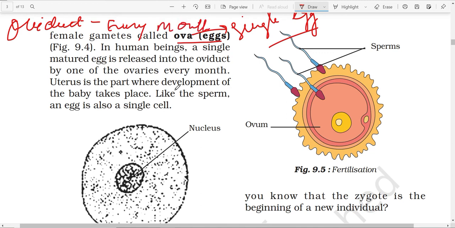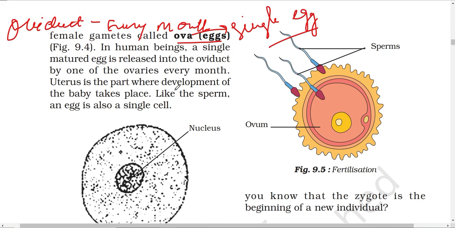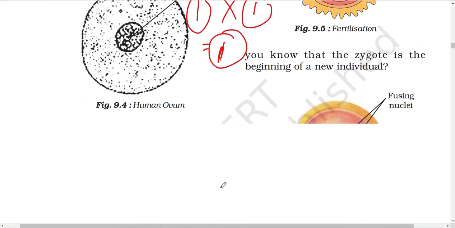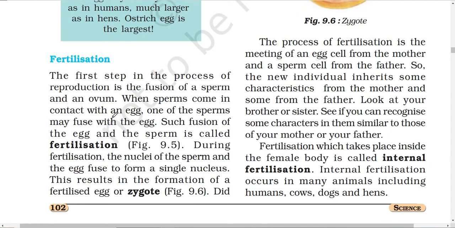Now, the uterus is the part where the development of the babies takes place, as I already told. Like the sperm, the egg is also a single cell. One single cell multiplies with another single cell to form a living being, that is one only. Okay. Now, let us talk about fertilization.